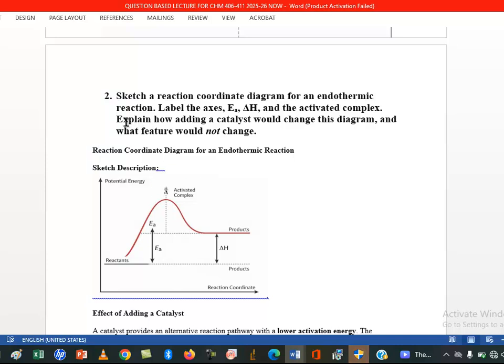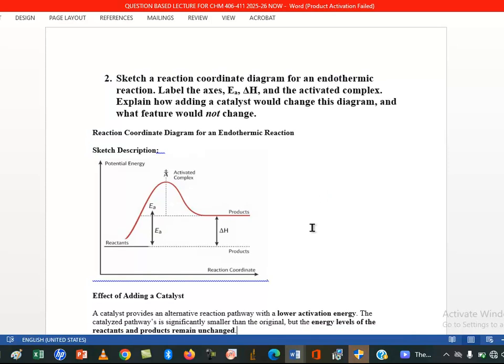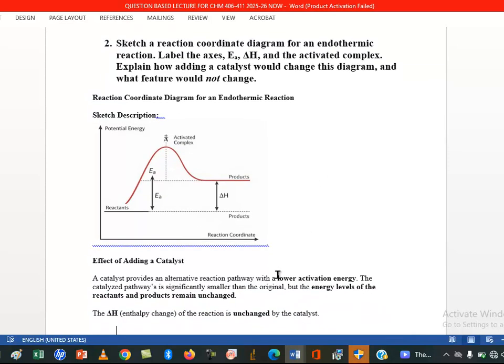Now to the third part. What will happen when you add a catalyst to this diagram? So all I need you to do is just to put this down. You can see lower activation energy. That's the most important thing I need you to outline when answering this question.